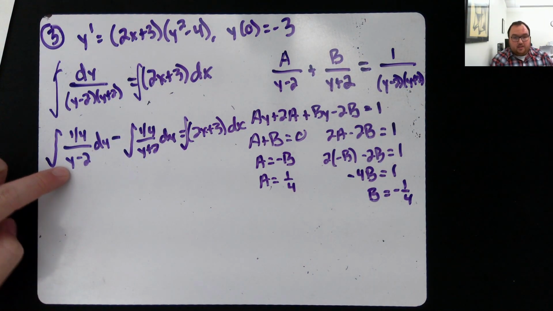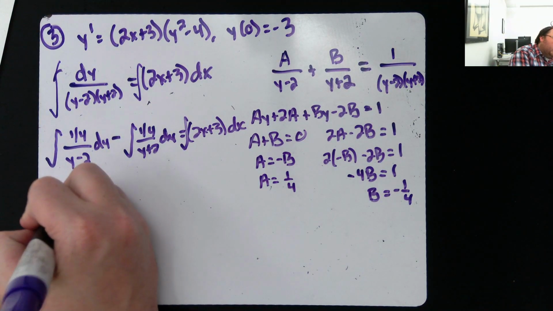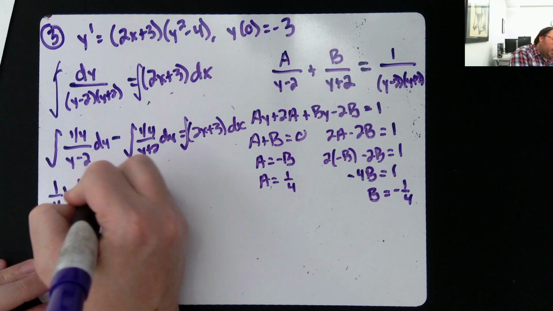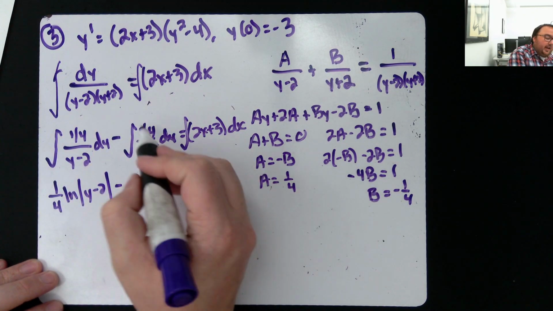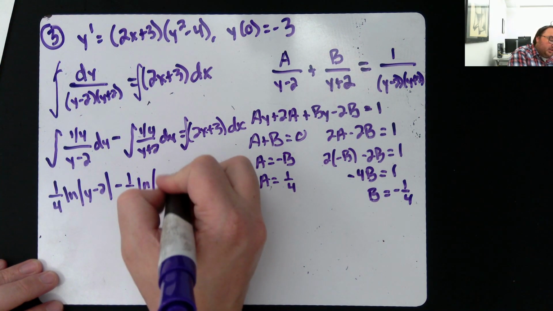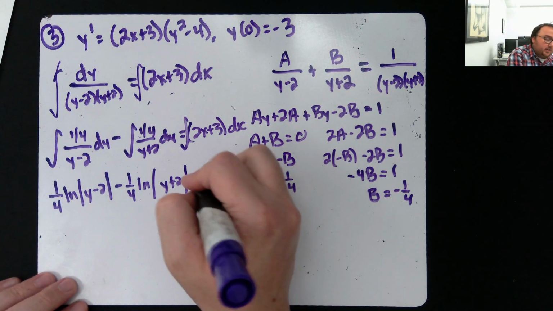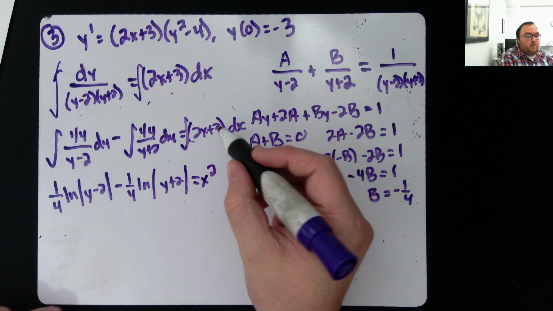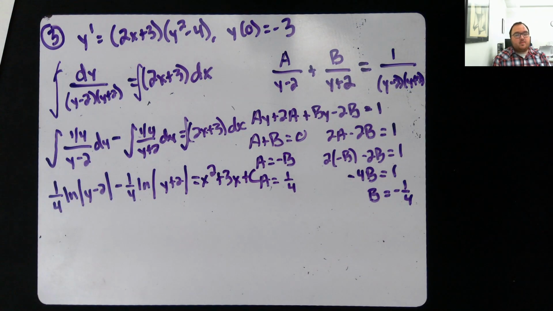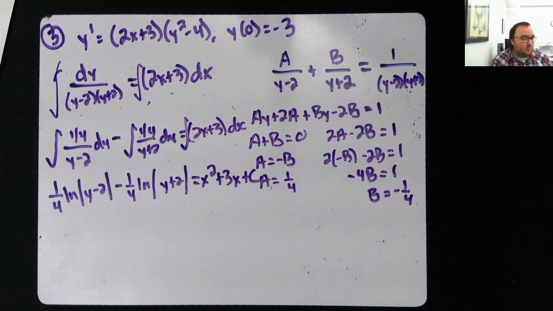So this is just the natural log, and it's just a 1, so that's helpful. So it's just 1/4, because of the 1/4 up here, ln absolute value of y minus 2, minus, again, 1/4, ln absolute value y plus 2 equals antiderivative of 2x is x squared, antiderivative of 3 is 3x, and then plus c. This looks horrendous.